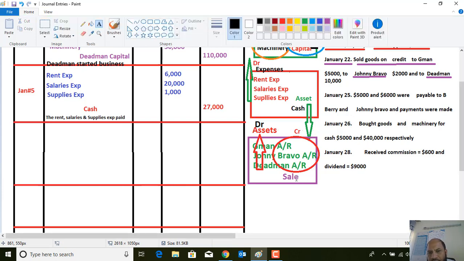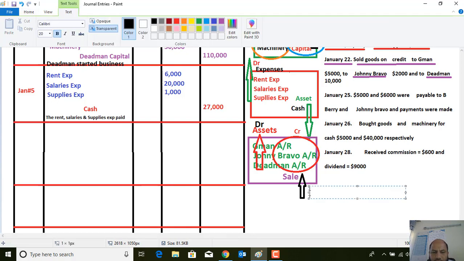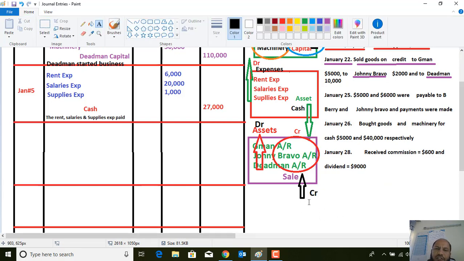But at the same time, the business sale has also increased. An increase in sale is, for example, a credit record. So we should record that at the credit side. I will write down that it is a credit account, and we will record it at the credit side of the general journal. I hope, dear students, that you have understood that an increase in assets should be debited and an increase in sale should be credited.